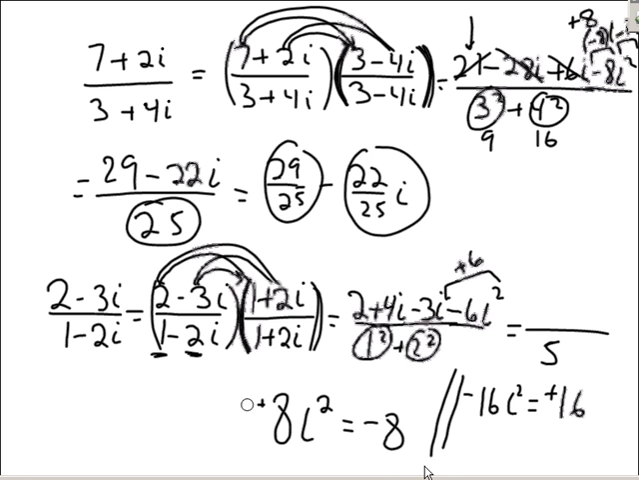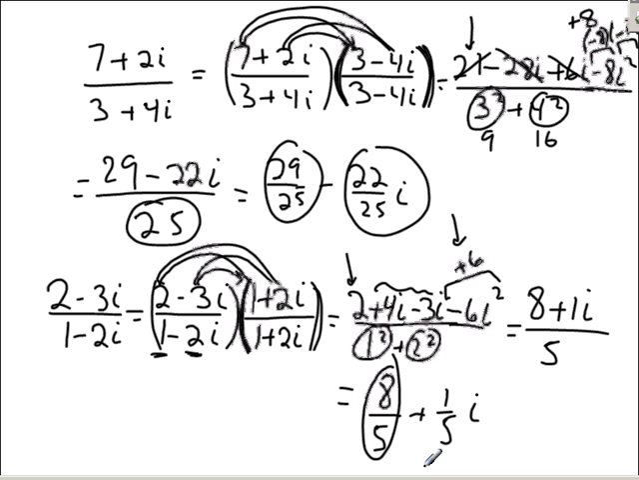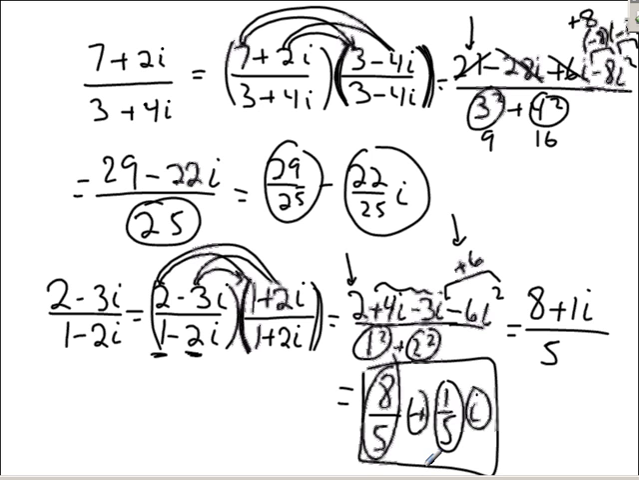Okay, I'm back at the numerator. 2 plus 6, 8. 2 plus 6 is 8. And then in the middle, positive 4i minus 3i is positive 1i. The final answer is 8 over 5 plus 1 over 5i. A plus bi form. This may be the wrong answer, but there's no way that's not an a plus bi form. No way about it.